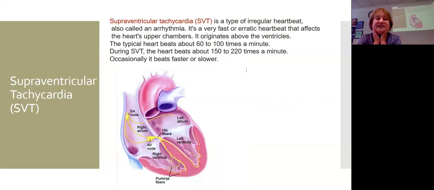Okay, so let's talk about supraventricular tachycardia, or SVT. First of all, has anyone been diagnosed with it? Only one person? Well, there can be a sinus tac, meaning that it's actually coming from the SA node, or there can be just an atrial tac, and I'll get into that.